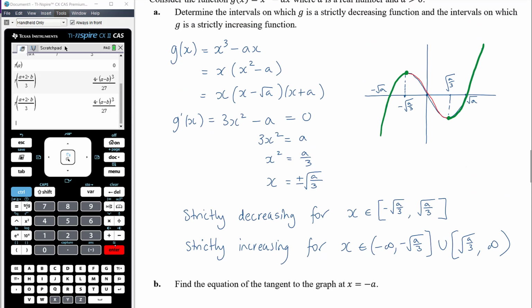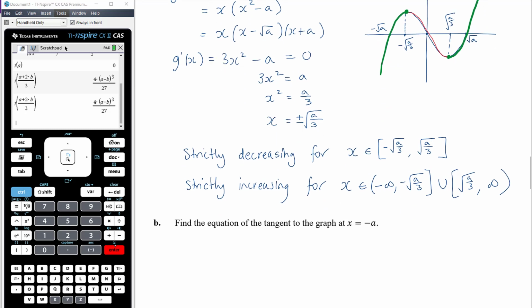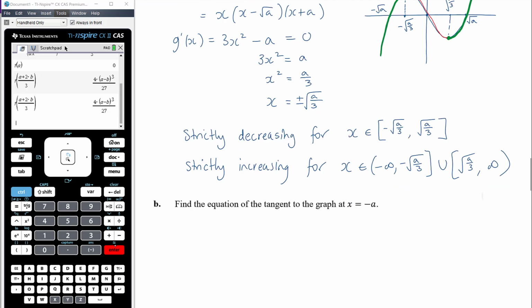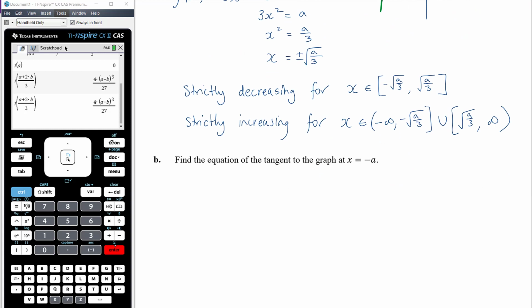Okay, so at x equals negative a, we want the tangent. Again, let's do this by hand, and we can have a look at how we can get our CAS to help us as well. The equation of the tangent means we need the gradient at that point, and we're also going to need the y value at that point. So we want g at negative a.